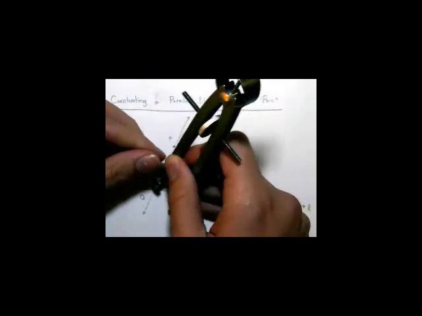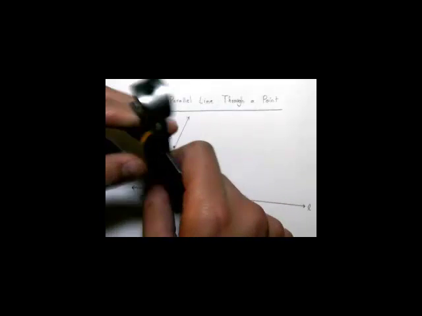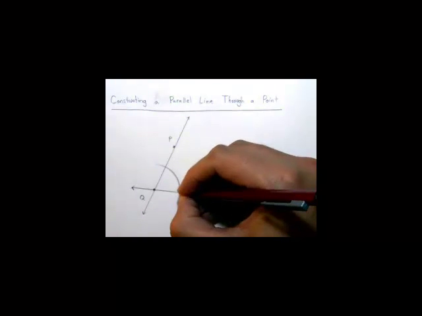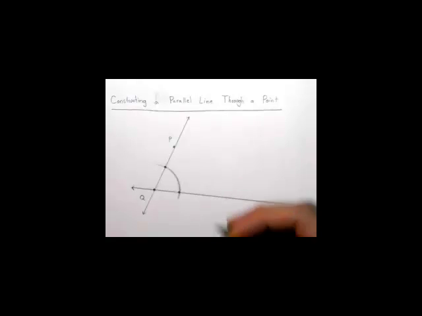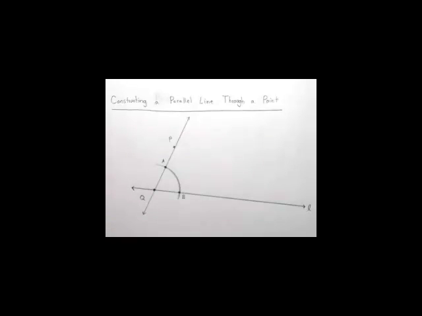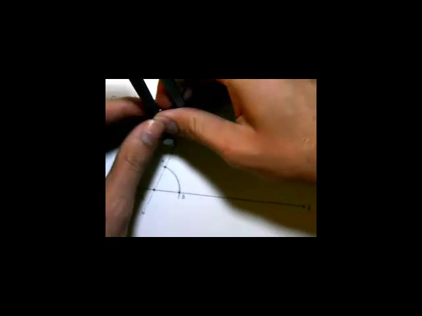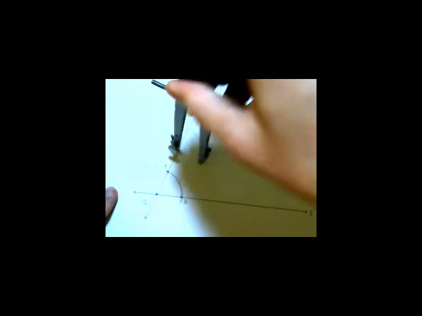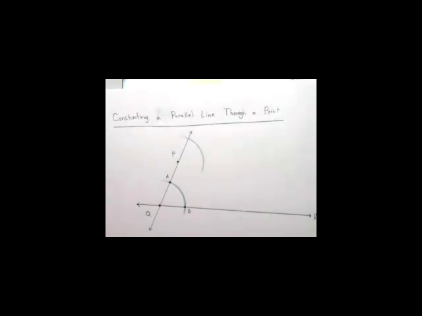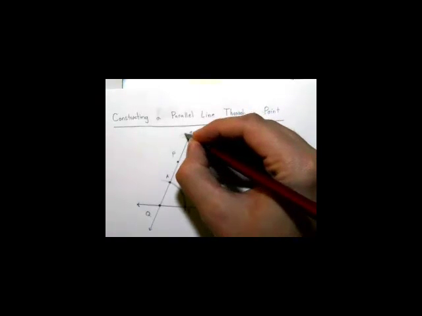Okay, so starting with the pointy part on Q, we're going to swing an arc, like that. And we'll create 2 points on there, so we'll call them A and B. And then, without changing the compass setting, we're going to make another arc from P that does the same thing. Okay, so that's the same size arc as the other one was. And we'll label the point where it crosses up here at C.